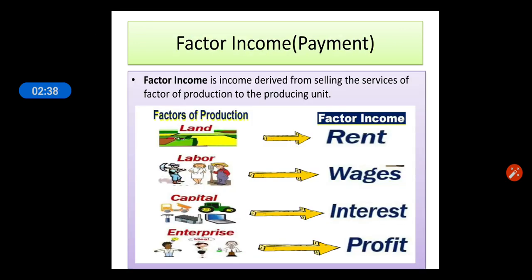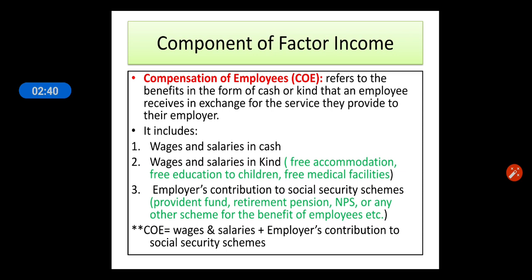Now let's talk about components of factor income. Number one, we have compensation of employees. What is this? COE is a reward for rendering productive services by the workers. So it is a benefit or reward given by the employers to the employees for rendering productive services.